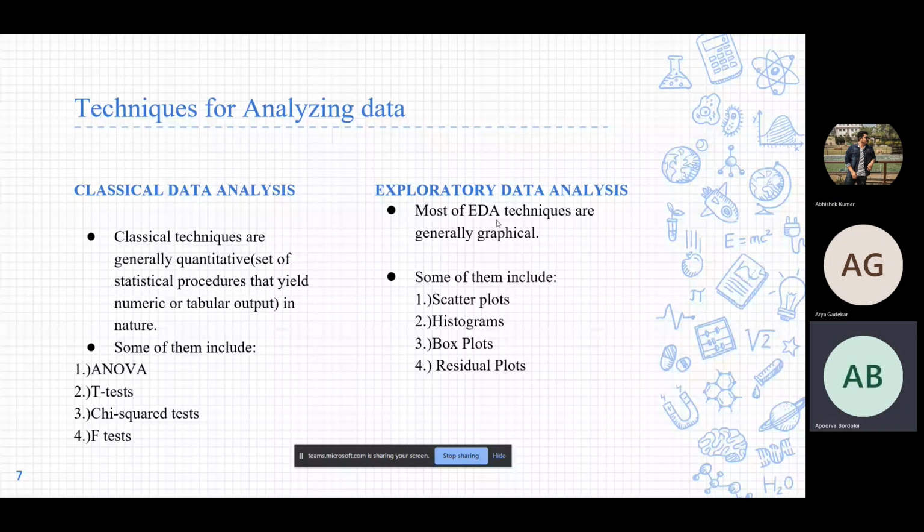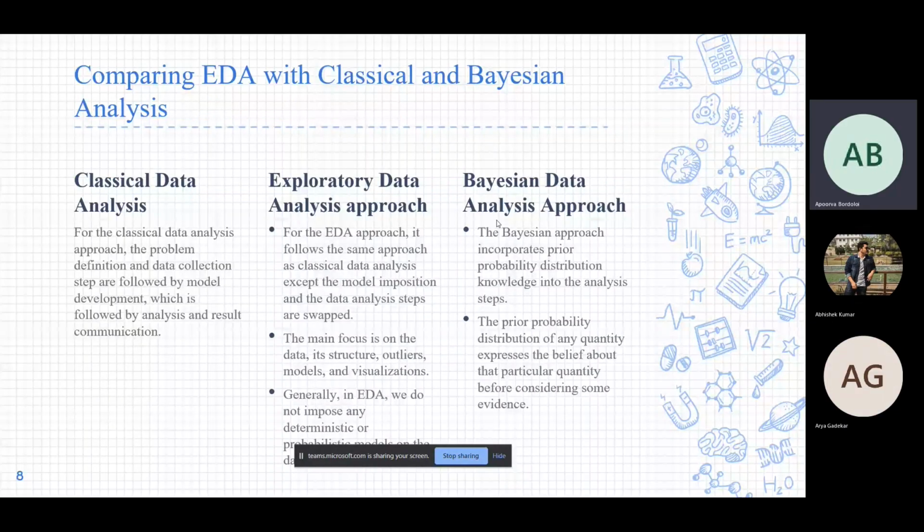Thank you. My name is Apurva, and today I'll be comparing EDA with classical and Bayesian data analysis techniques. In classical data analysis techniques, importance is given to model development as compared to the data analysis part itself. The steps involved are: first we create a problem definition. Based on the problem definition, data collection is done. After that, model development, data analysis, and result communication are done. In the data analysis part, we do some data cleaning, data pre-processing, and data visualization in order to get a better understanding of what kind of data we are dealing with.